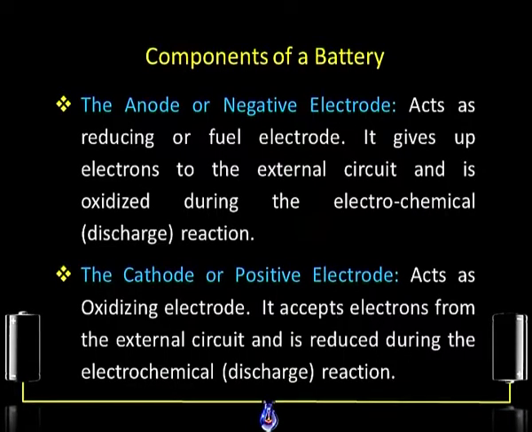Now cathode, it acts as an oxidizing electrode. It accepts electrons from the external circuit and is reduced during the electrochemical reaction. It can be any metallic oxide or sulfide, but oxygen can also be used as a cathode.